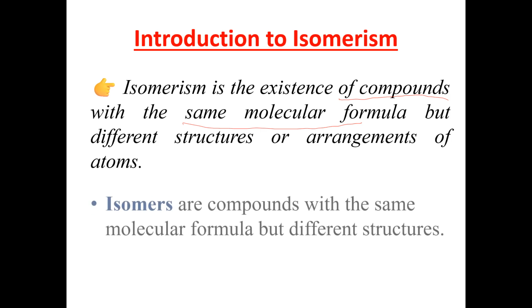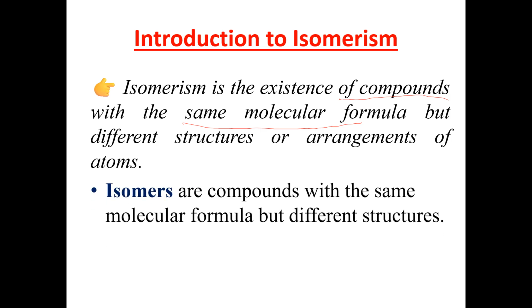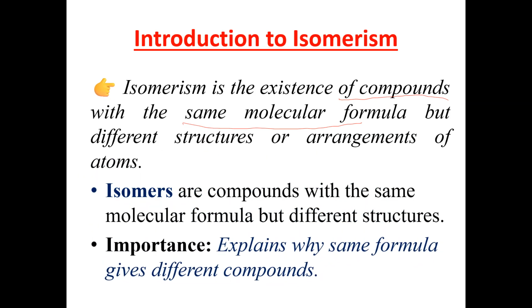And those compounds, we call them isomers. And we're saying that isomers are compounds with the same molecular formula, but different structures. So those compounds which are formed as a result of isomerism, those are the ones we are calling isomers. And the importance of all this is that it helps to explain why the same formula gives different compounds. You have the same formula, but you are seeing different compounds with different names. What brings that? What brings that is what you call isomerism.